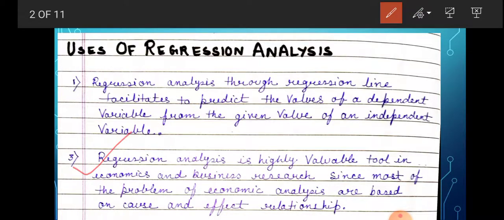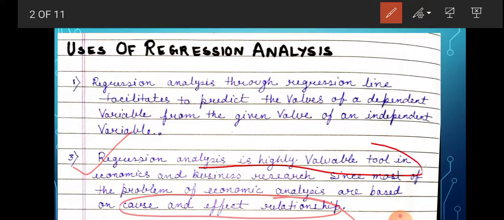Now, regression analysis is a highly valuable tool in economics and business research, since most of the problems of economic analysis are based on cause and effect relationship. For this purpose it is a highly valuable tool in economics and business research.